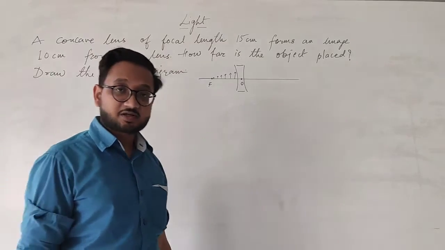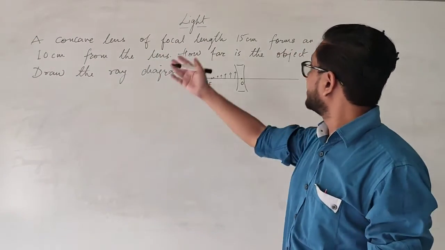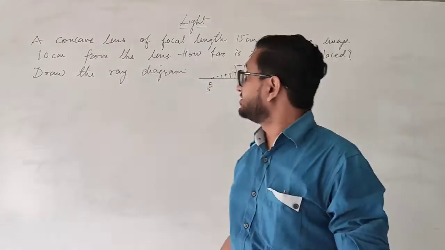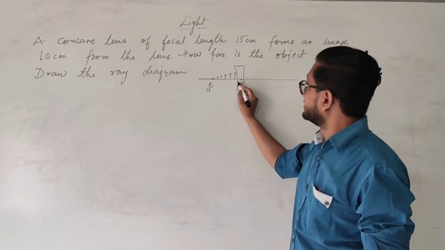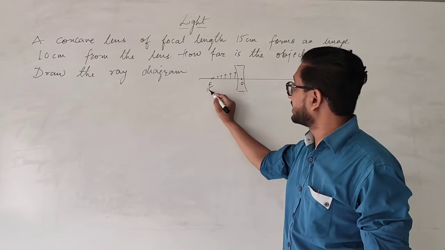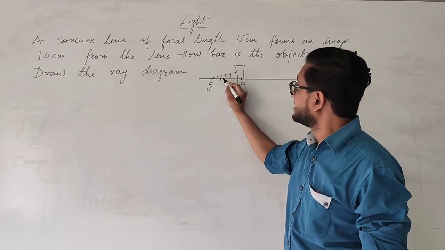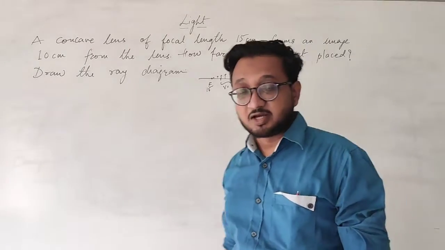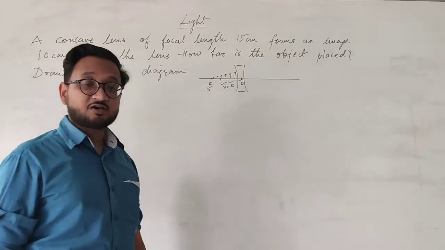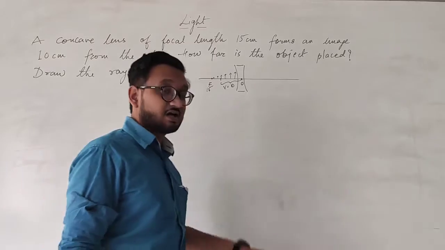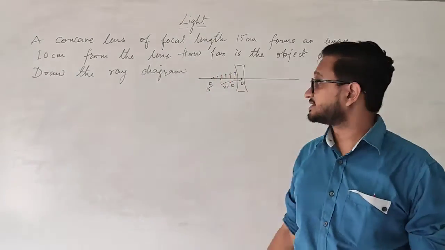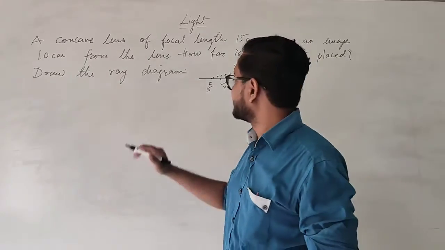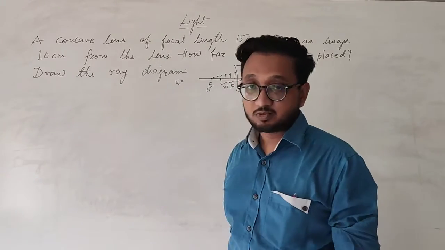So in this particular case, we have been given the focal length, that is 15 cm. And as you can see, the image is formed 10 cm away. So from here to here the focal length is 15, and from here to here, let's say V, that is the image distance, is 10 cm. The image distance has been given to you. Now the question asked is, how far is the object placed? So you need to find the place where the object is placed. That means you need to find U.